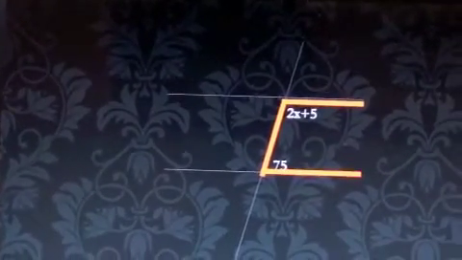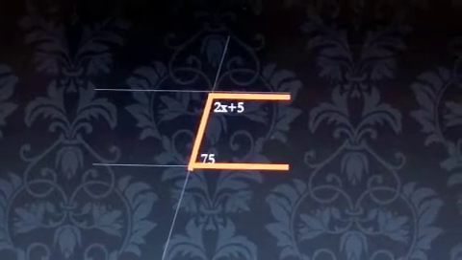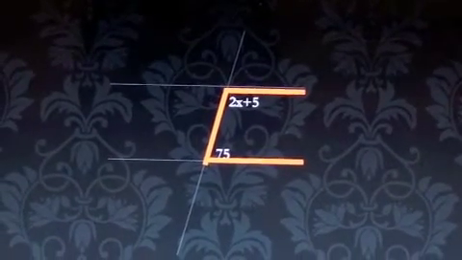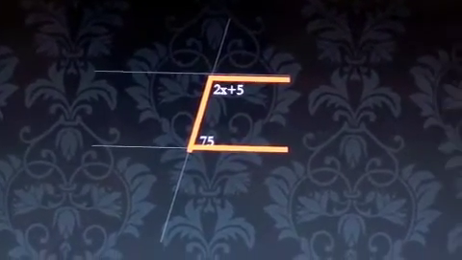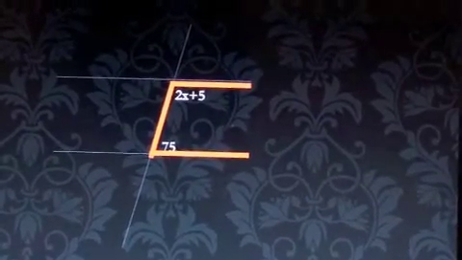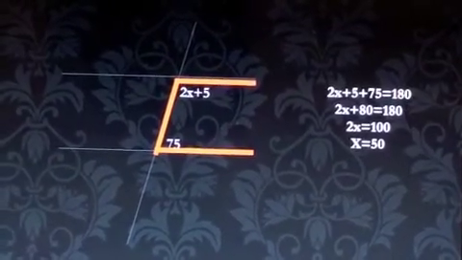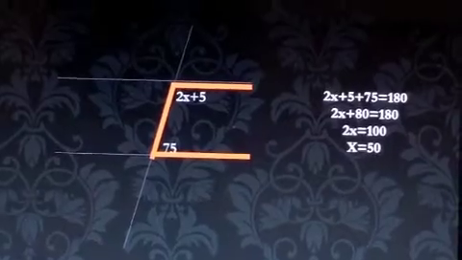We know that consecutive interior angles are supplementary. So, to solve this problem, we would do 2x plus 5 plus 75 equals 180. When we solve this equation, we get x equals 50.